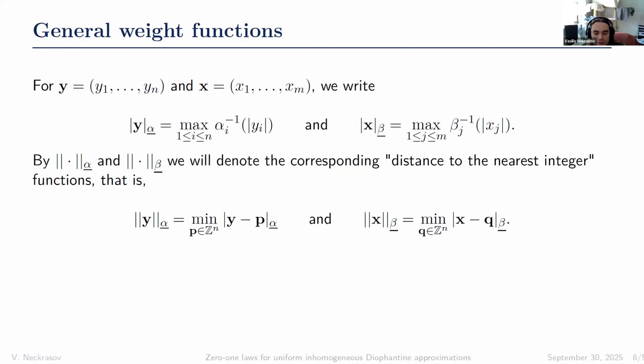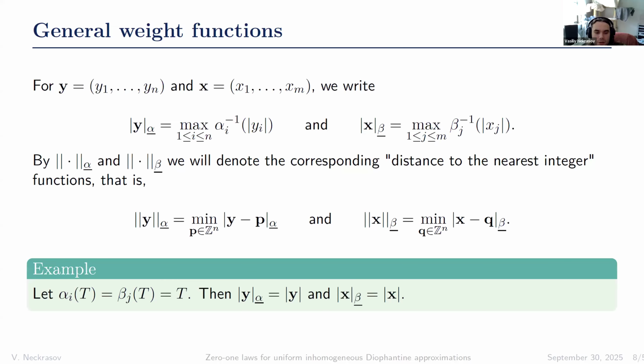Now, probably after introducing this rather general setup, I need to comment on why this is natural. It is natural, at least in a sense that our classical case with supremum norms can be obtained as a special case here. For this, we just take all the alpha sub i and beta sub j to be the function t itself, and it's easy to see that this gives the definition of supremum norm. This example probably does not explain one thing. It does not explain why we take alphas and betas inverse.